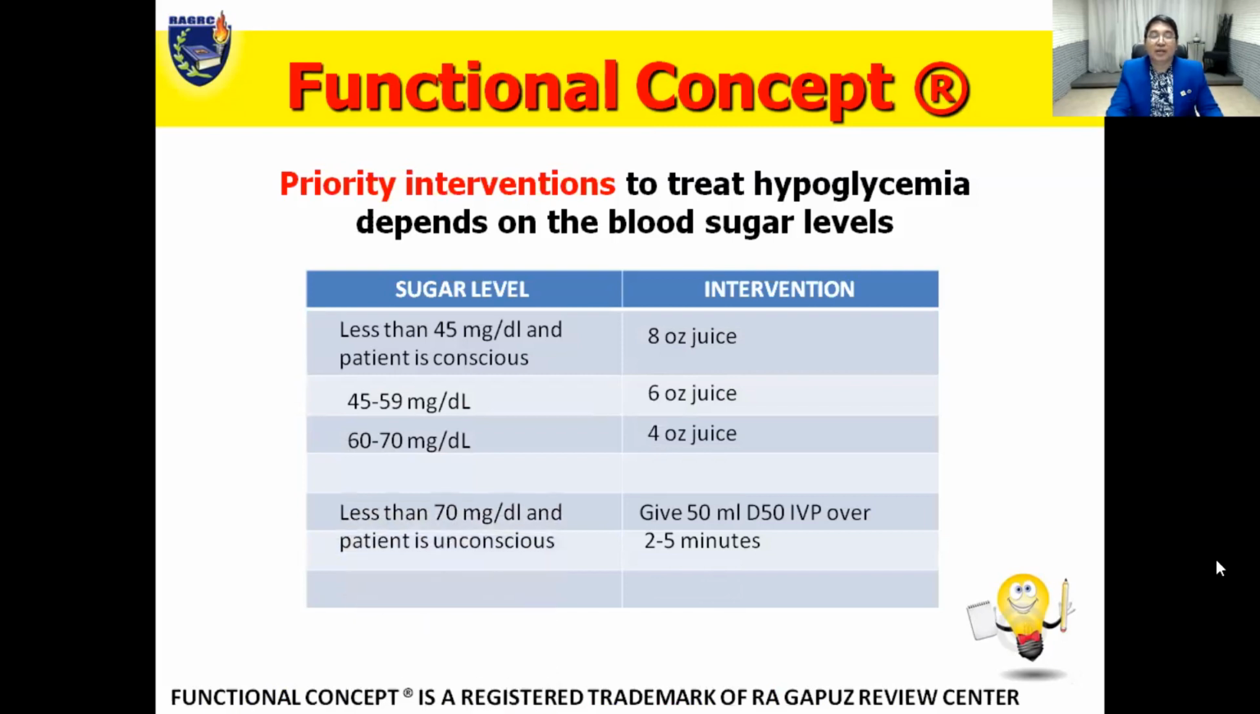Now, on the other hand, if the patient's blood sugar level is less than 70, and this time the patient is already unconscious, that's the time that we administer D50, 50 ml over 2 to 5 minutes intravenously. Okay? So what's the difference between the utilization of juice and D50 administered per IV? It would definitely be the level of consciousness of the patient. We administer the juice if the patient is conscious and able to swallow. But if the patient is unconscious and unable to swallow, then we administer 50 ml of D50 per IV over 2 to 5 minutes.